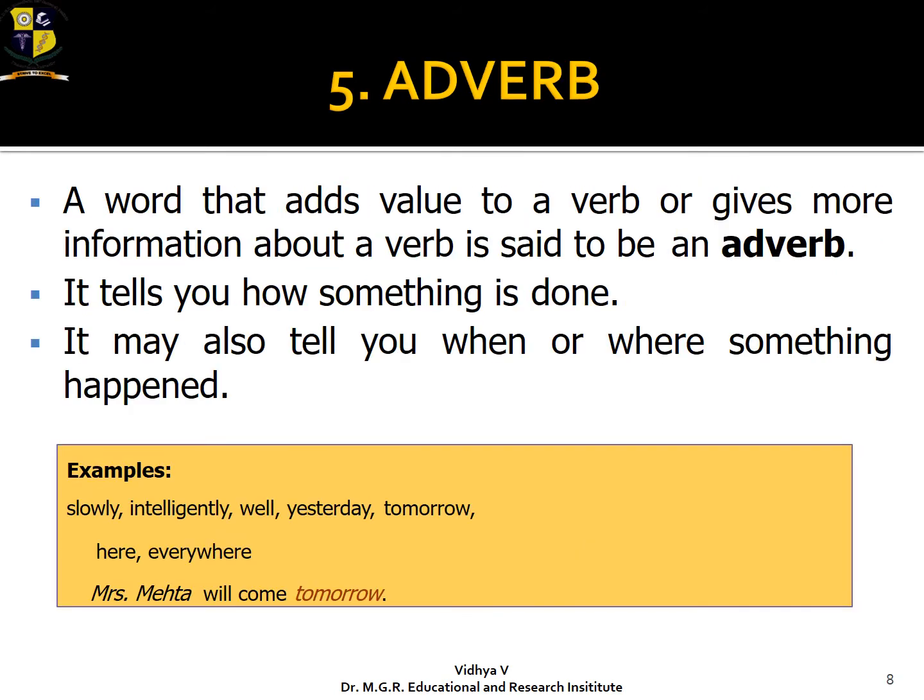Next is adverb. A word that adds value to a verb or gives more information about a verb is said to be an adverb. It tells you how something is done. It may also tell you when or where something happened. So as you can see, the examples can be slowly, quickly, intelligently, well, yesterday, today, tomorrow, here, there, everywhere. It all comes under adverb. So Mrs. Mehta will come tomorrow. Tomorrow is an adverb here.